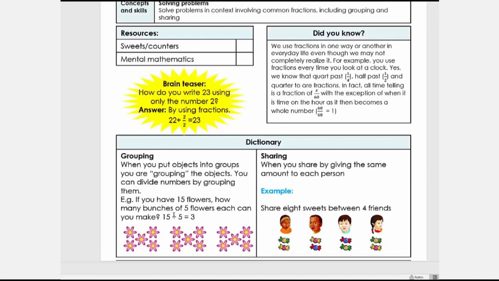So let's quickly look at this example. If you have 15 flowers, how many bunches of 5 flowers each can you make? We can say 15 divided by 5 equals 3. Then sharing is when you share by giving the same amount to each person. So if you share 8 sweets between 4 friends, each of them will get 2. I want you to pause here and quickly go through these again.